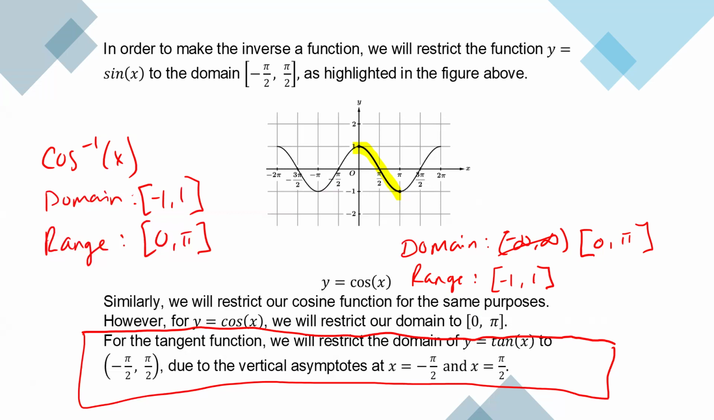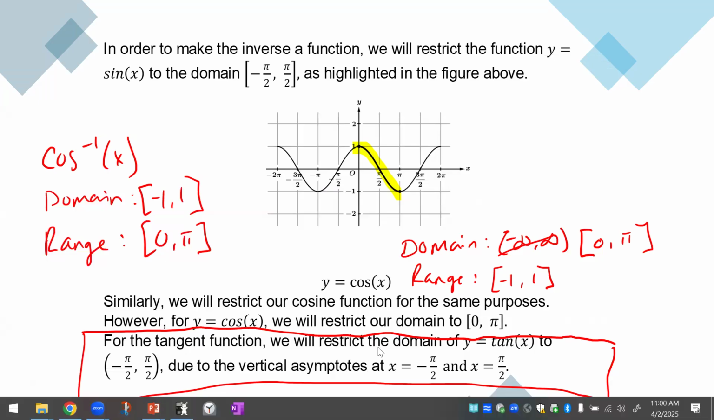So at tangent, your x's and y's switch. So you go from having vertical asymptotes to having horizontal asymptotes, right? And you go from your range being infinite to your domain now being infinite. So I'm going to graph tangent so that you can see what I mean. So let's go look at tangent.